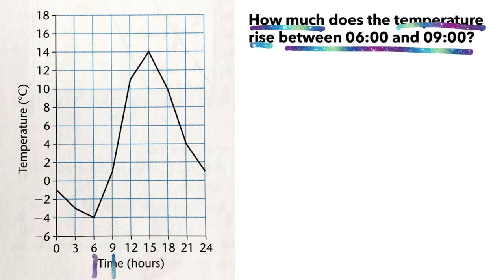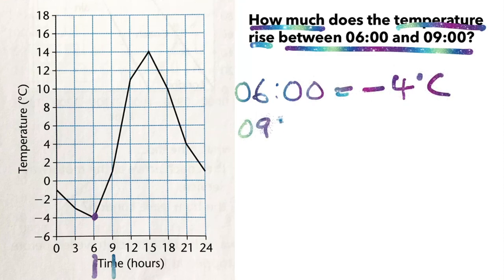So first, let's find out what the temperature is at 6 o'clock. And again, you can use your ruler, but I'm going to do this more quickly. So from 6 o'clock, it is here. So it's 6. The temperature is -4. And at 9, let's have a look again. Going up from 9, like this, to here. And with your ruler, go across to the left onto the y-axis. And that is 1 degree.